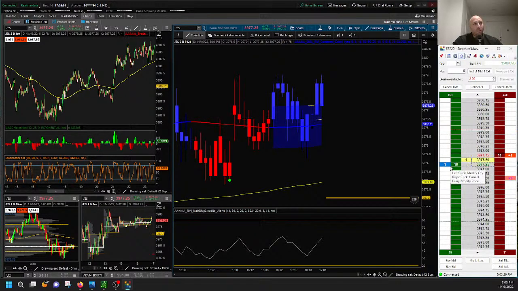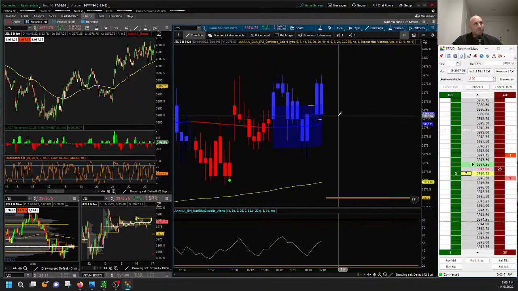So here's a pullback. I'm sitting on the bid. Hopefully somebody comes in, wants to sell at the ask. So I just got filled. Now, if it takes out, I lose. I'm okay, but we'll see.